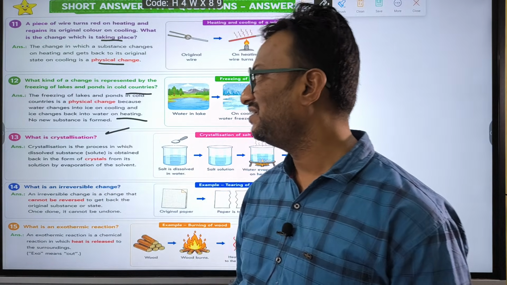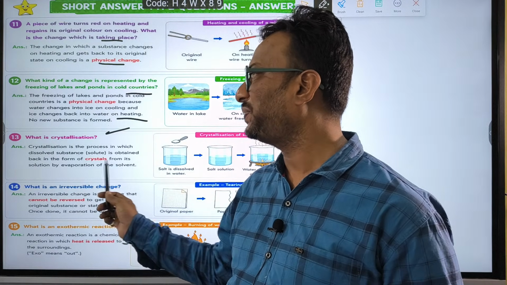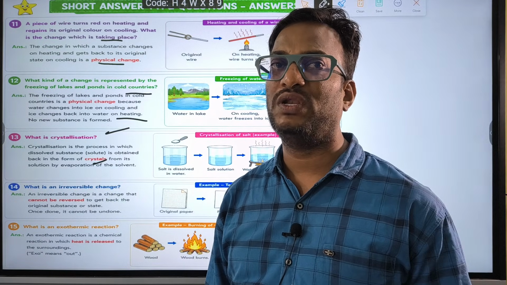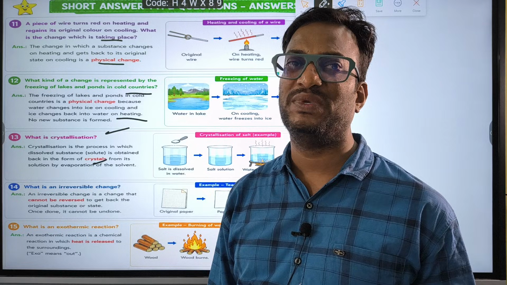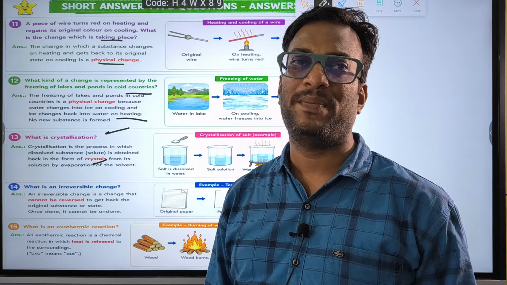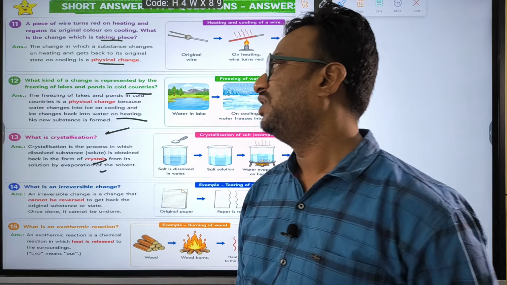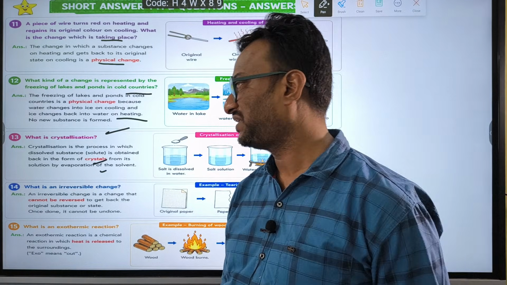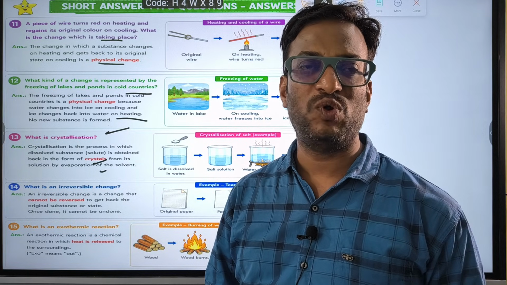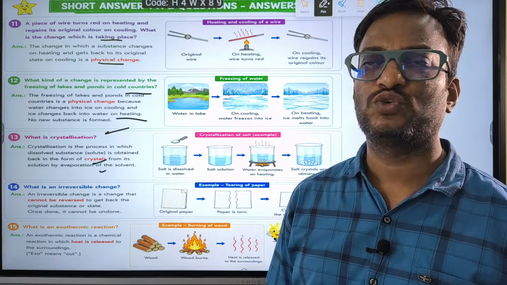What is crystallization? Crystallization is a process in which a dissolved substance, I mean solute, is obtained back in the form of crystals. Suppose salt is dissolved in water. The water gets evaporated and the remaining salt crystals are obtained, that is what we call crystallization, by the evaporation of solvent. The large amount of content present in the solution is called solvent, the smaller amount is called solute. Together they form a solution.